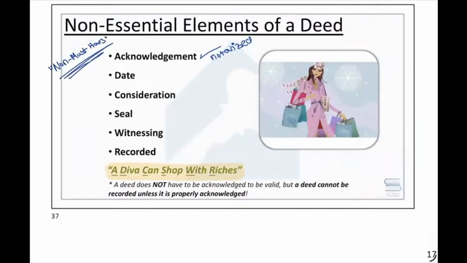Okay. So when you have a deed, it seems like a good idea to have a third party say, yeah, this person really did want to give the house. They didn't forge anything, but it's not required. It's a non-essential element of a deed.